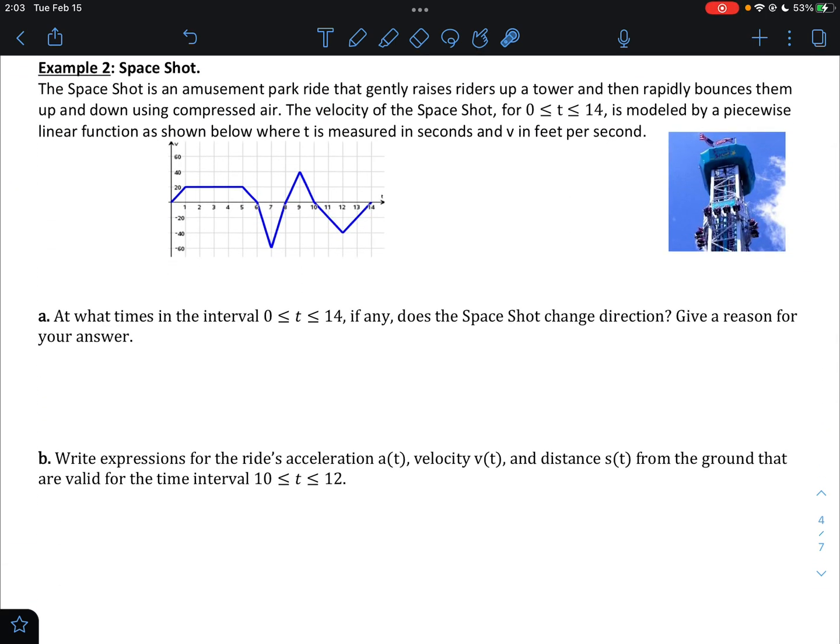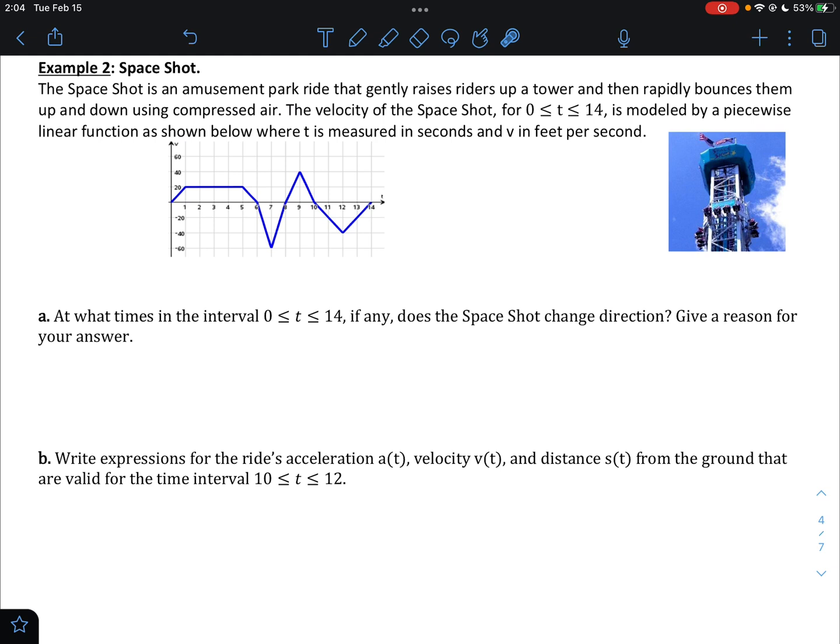Example 2, Space Shot. The Space Shot is an amusement park ride that gently raises riders up a tower and then rapidly bounces them up and down using compressed air. The velocity of the space shot for 0 to 14 is modeled by a piecewise linear function as shown below, where t is measured in seconds and v is in feet per second. So important to know, this is the velocity of this ride.